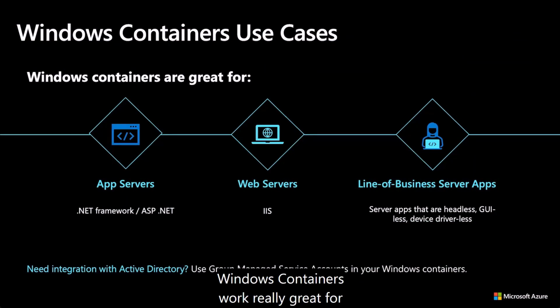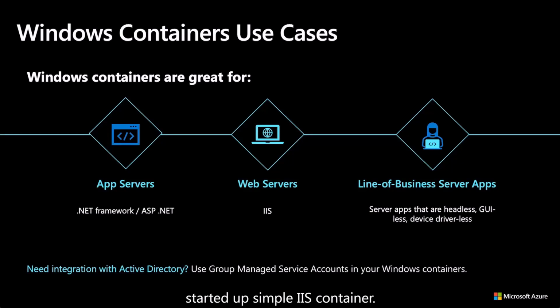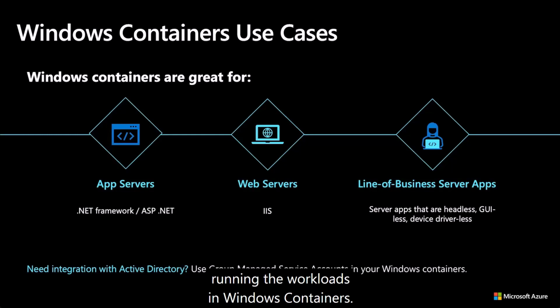Windows containers work really great for these three broad categories. First one is app servers, so things that are based on .NET Framework or ASP.NET. Excellent candidate for migrating into Windows containers. The second thing, web servers, things based on IIS. Fantastic candidate. I mean, we just saw that in the demo. I started up a simple IIS container. It maps really well to running those sorts of workloads in Windows containers.